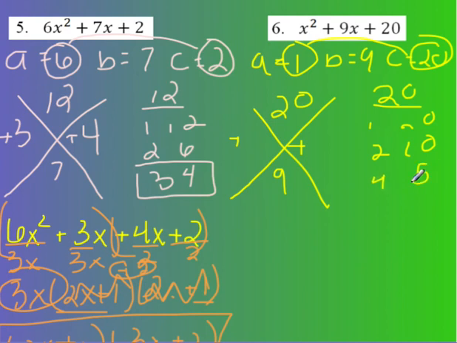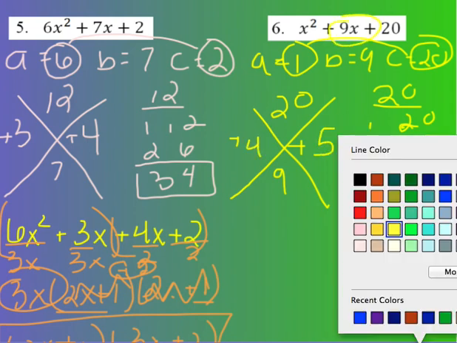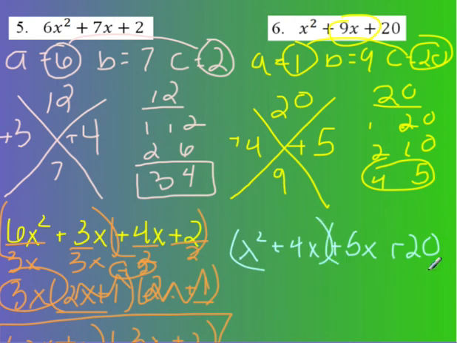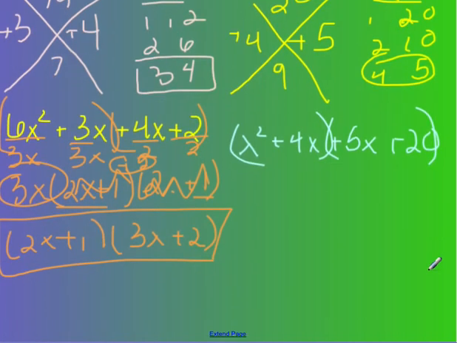All of those multiply to 20. The ones that add to 9 are 4 and 5. So now I'm going to use that to split up that 9x right there. Then I have x squared plus 4x plus 5x plus 20. And now I'm going to factor that by grouping. Between x squared and 4x, I can divide out an x, and I'm left with x plus 4. Between 5x and 20, I can divide out a 5, and I'm left with x plus 4.